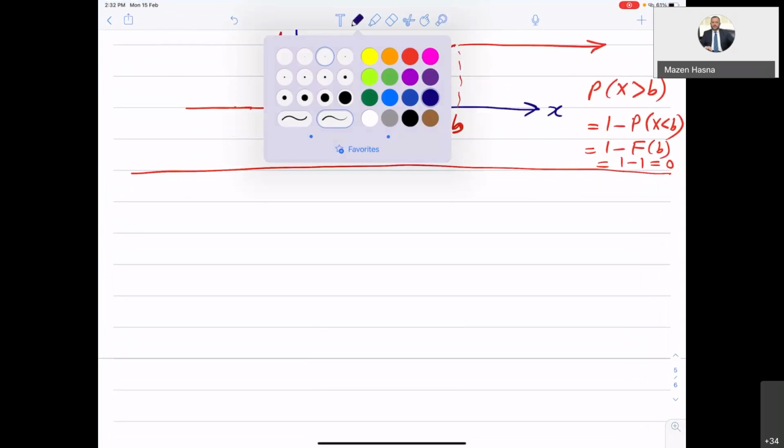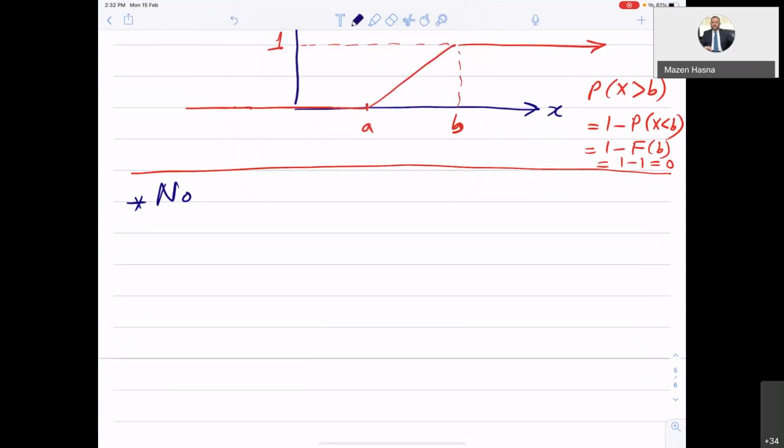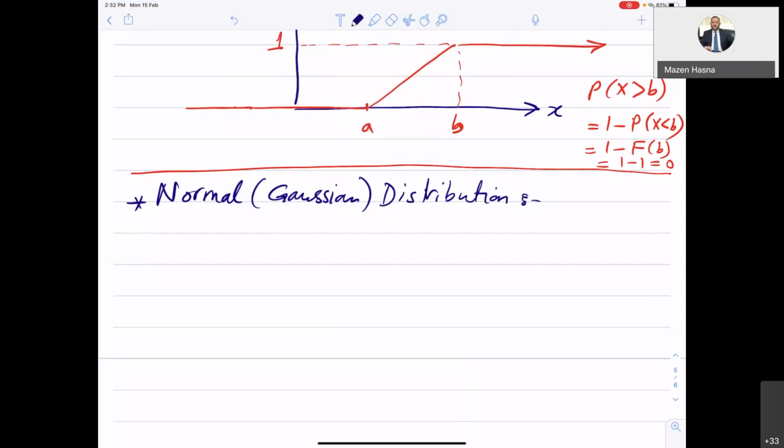Okay, the normal or Gaussian distribution is the most important distribution that we will study in this course, and it will continue with us till the end of the course, as you will see. Even when we start the statistics part of the course, the Gaussian distribution plays a key role over there.